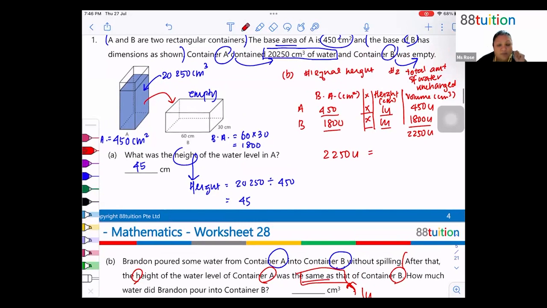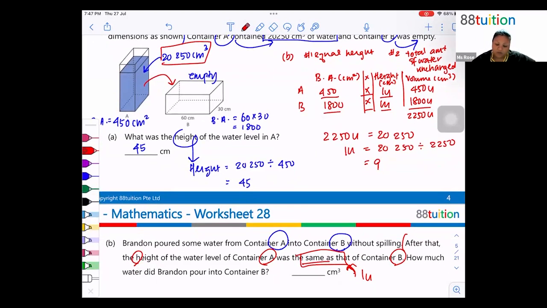Now, this 2250 units is equal to the total amount of water in both tanks. But because B is empty, the water that was poured from A into B, the total amount of water is equal to the amount of water in A at first. So we know that the total amount of water in A at first is 20,250. So that means 1 unit would be 20,250 divided by 2250 to give me 9.